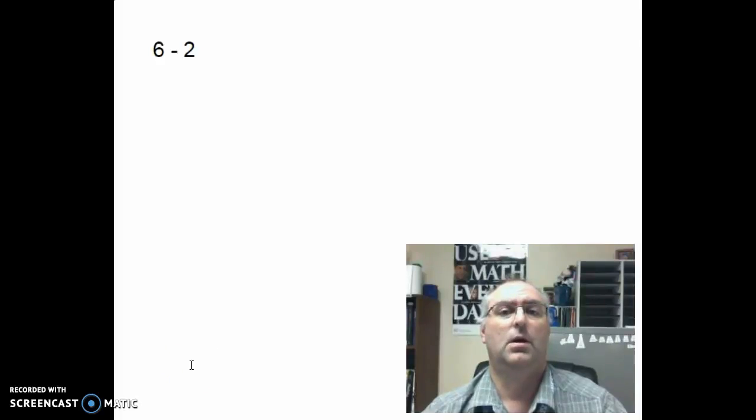Let's look at our first example. We're going to use our same tile layout that we used in our adding integers in the previous lesson to understand how to subtract integers. We're going to start with a very straightforward problem, 6 minus 2.